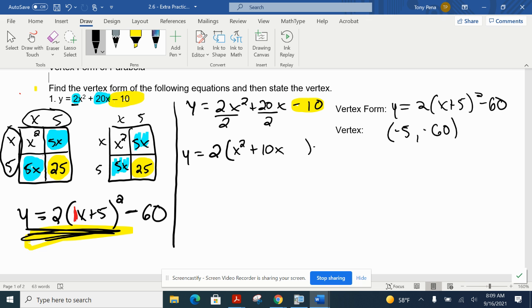All right. So if I now do this little minus 10, look at what we currently have. Even though it looks different, notice how I started with a 2x squared.